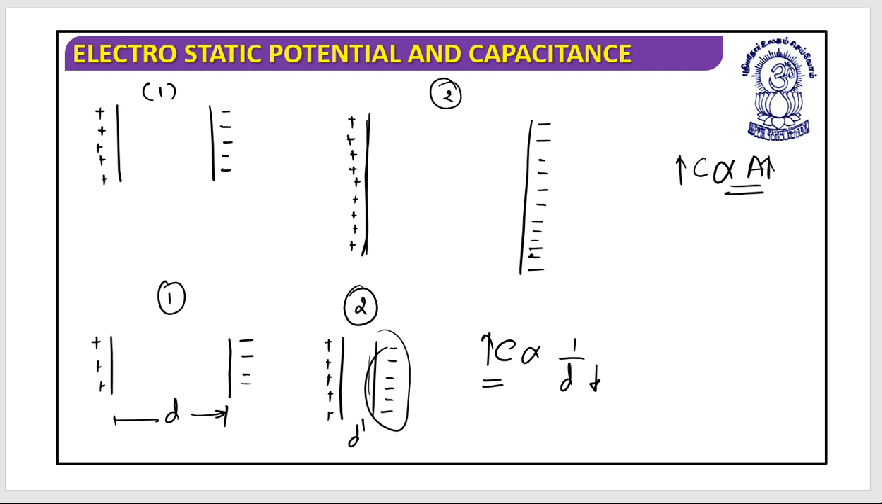So there are two parameters on which capacitance depends. First, it is directly proportional to the cross sectional area, and second, it is inversely proportional to the separation between two plates. I hope these things are clear to you.